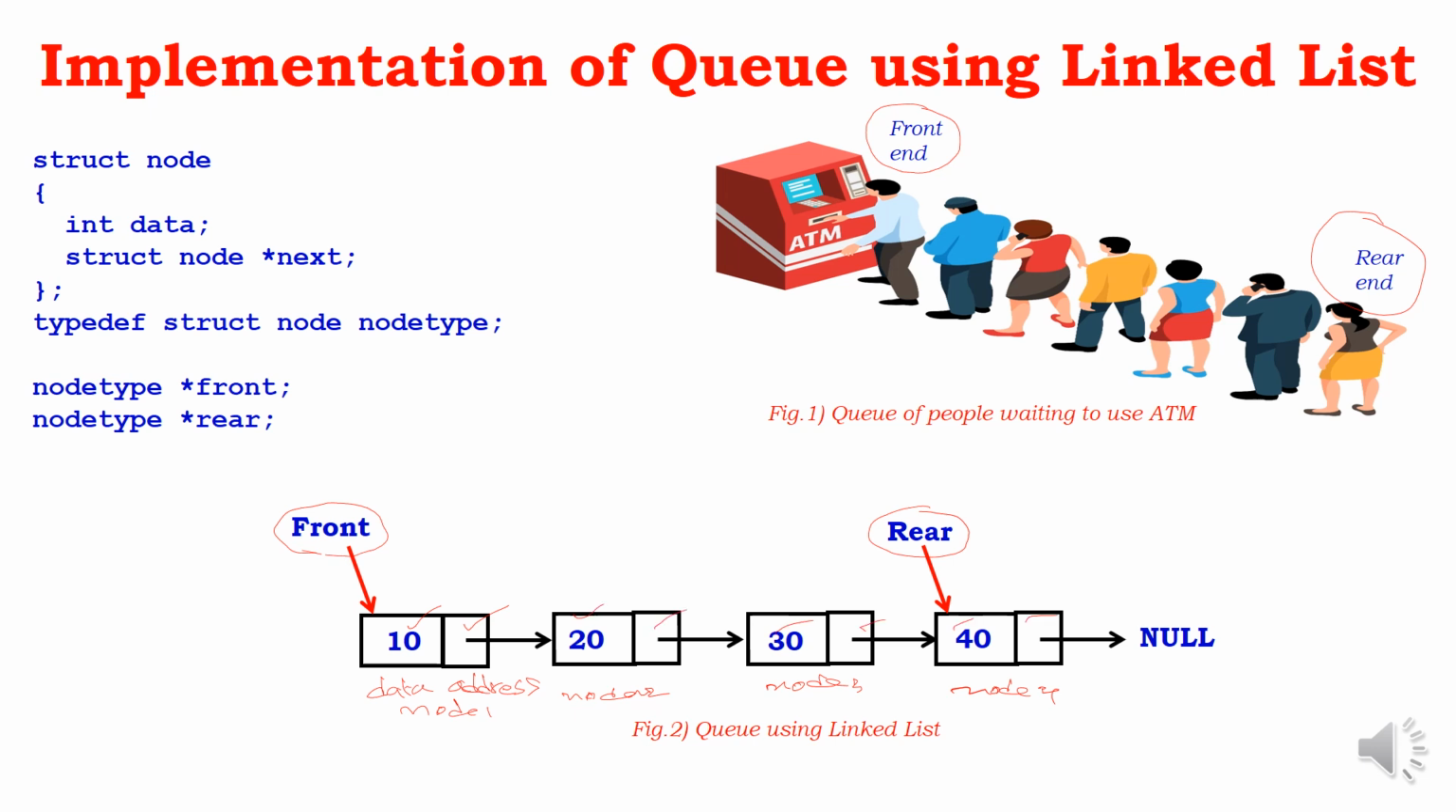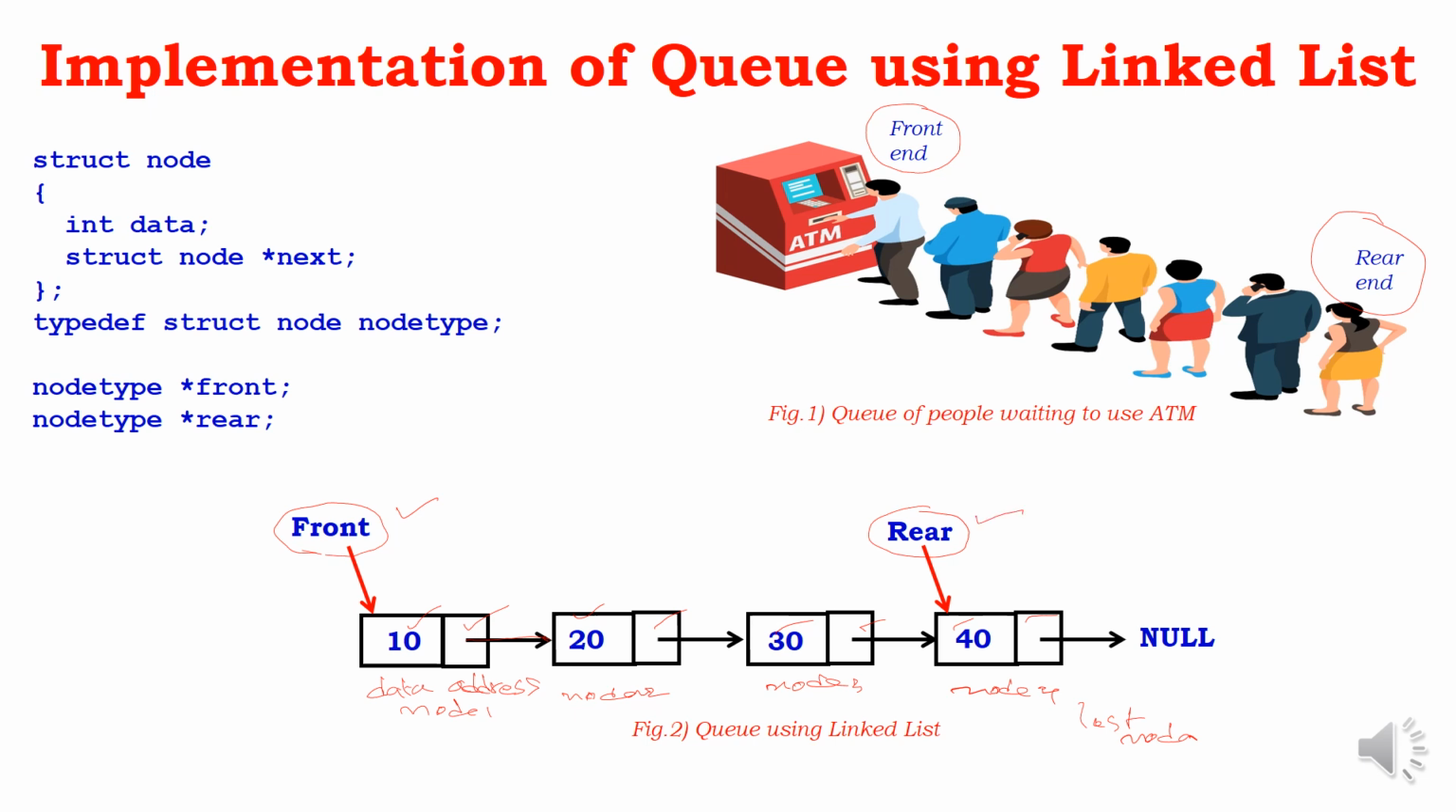So the first node contains some value. It has the address of the next node. It means we can move from the first node to the second node. Then the second node has some data. It knows the address of the third node. The third node has some value and it knows the address of the fourth node. The fourth node has some value and it does not have any address, indicating that it is the last node. The last node is rear and the first node is front. So the first node is pointed to by pointer front, the last node is pointed to by pointer rear.